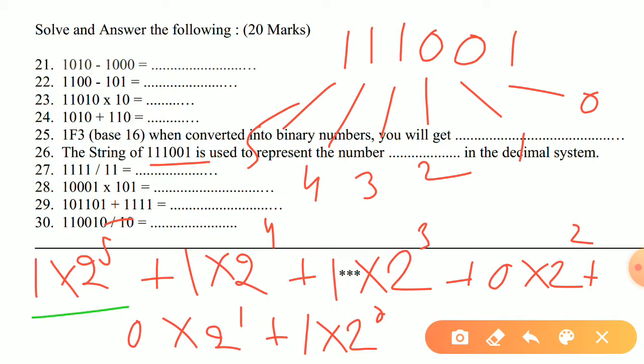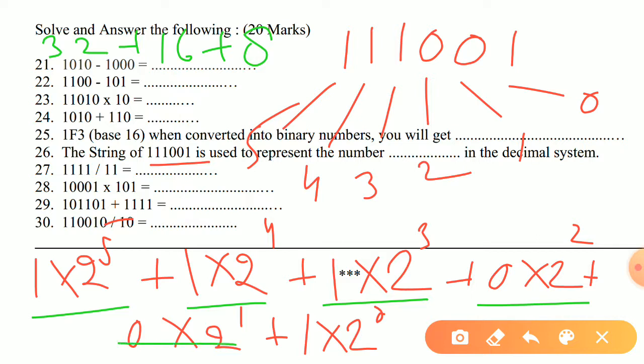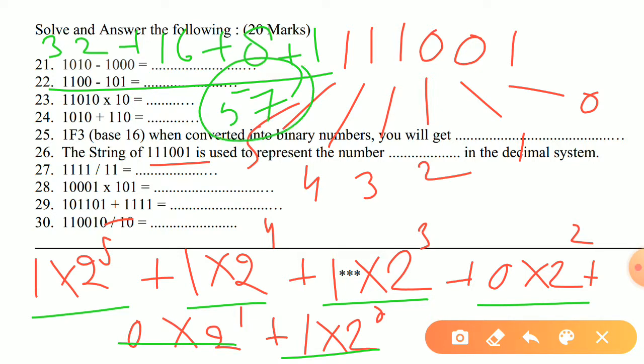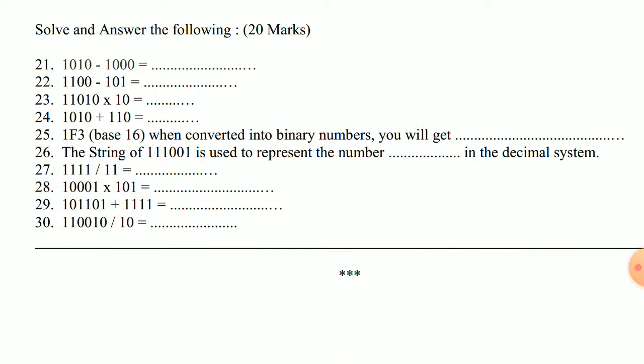Now when you solve it out, 1 into 2 to the power 5, you will be getting 32. 1 into 2 to the power 4, you will be getting 16. 1 into 2 to the power 3, you will be getting 8. For this one 0, this one 0, and for this one you will be getting 1. Now if you add all these values, then you will be getting 57 as the answer. Okay, we are talking about this 26th one. So 57 is the answer.